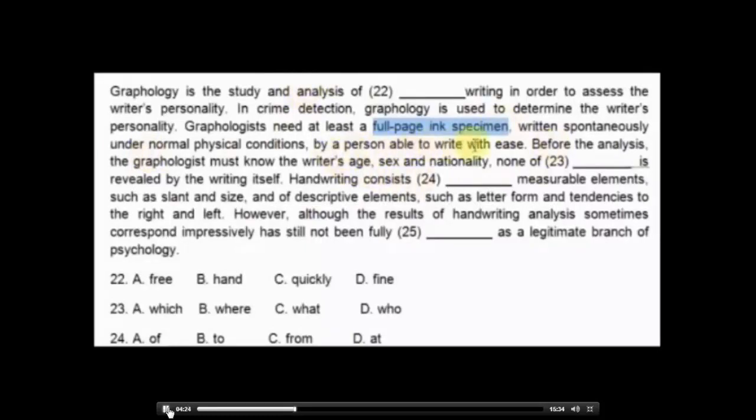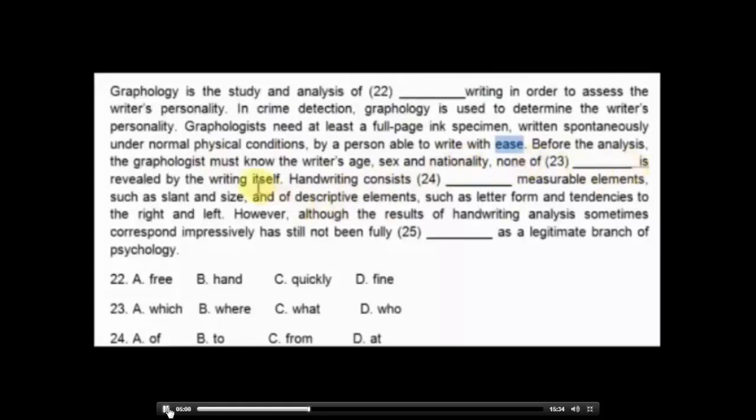By a person able to write with ease. Ease. You know what is the meaning of ease? That is not such a very common word. Okay, ease, when you write with ease, is when you write easily, when you write calmly and you do it without doing any effort. Before the analysis, the graphologist must know the writer's age, sex, and nationality.